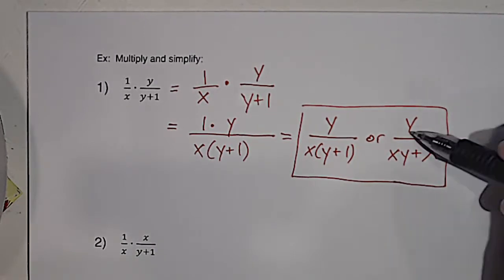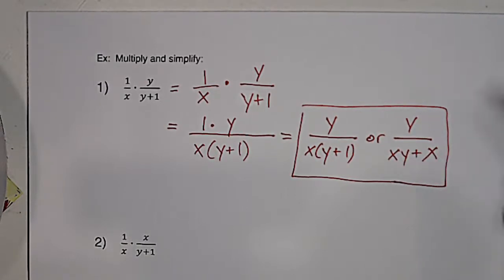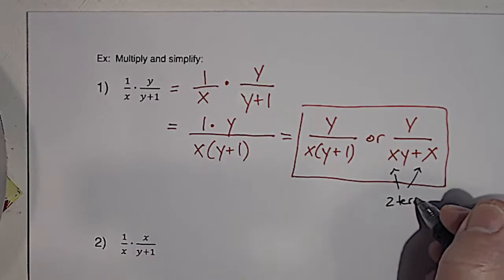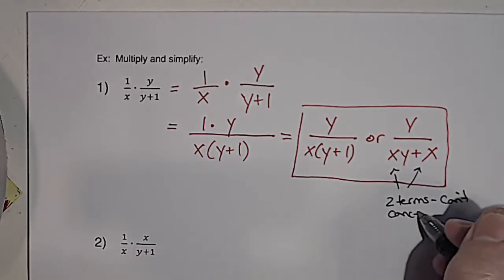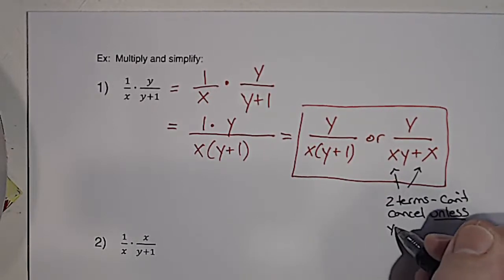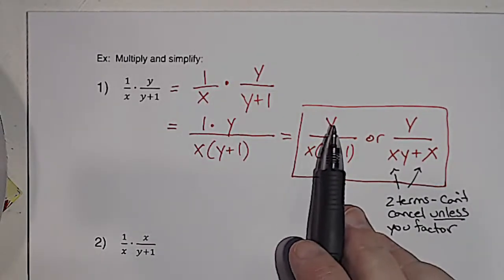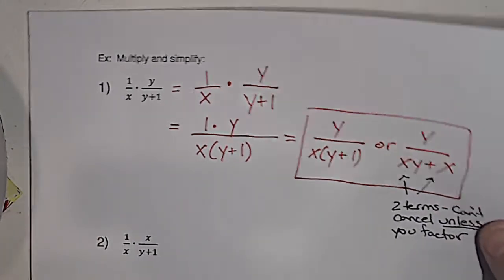And remember, can this y and this y cancel? No, because there are two terms. You can't cancel unless you factor. Now you can factor an x, but the x won't cancel with the y. So you're stuck. Okay, shall we go on to the next one?